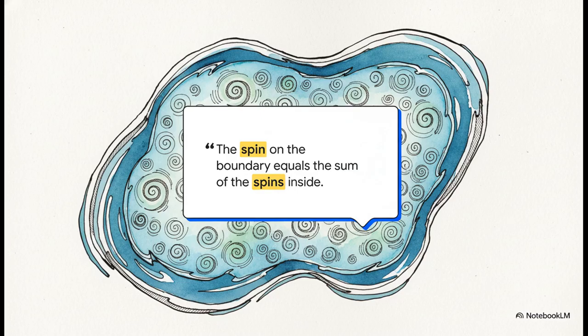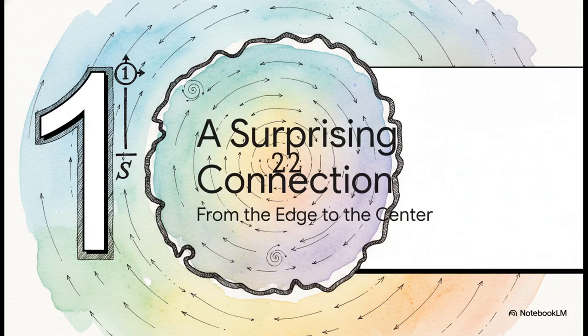Just think about a fluid swirling around in a container. The theorem basically says that the total spinning feeling you'd get if you walked around the very edge of that container is exactly the same as adding up all the tiny little microscopic whirlpools happening at every single point on the inside. It's a wild idea, and it's the key to everything. So let's dig into that.